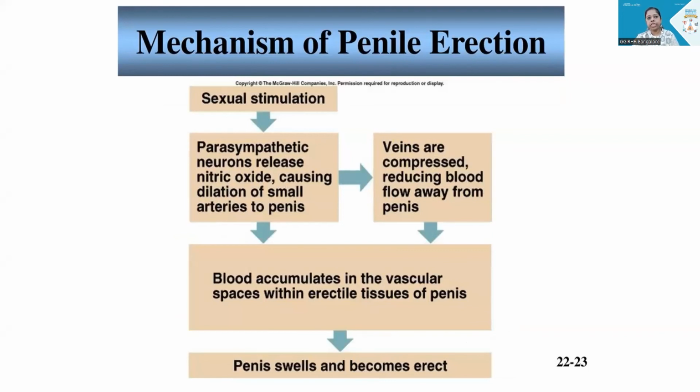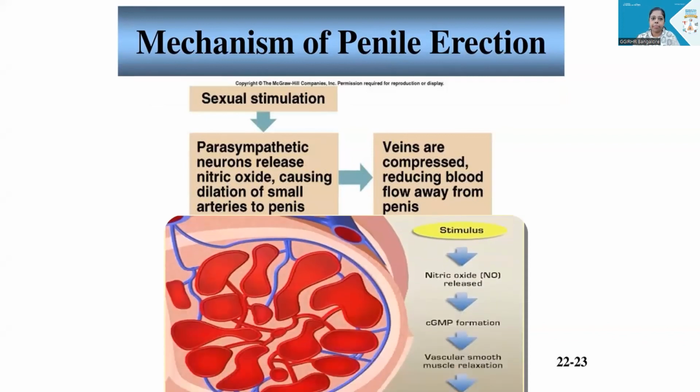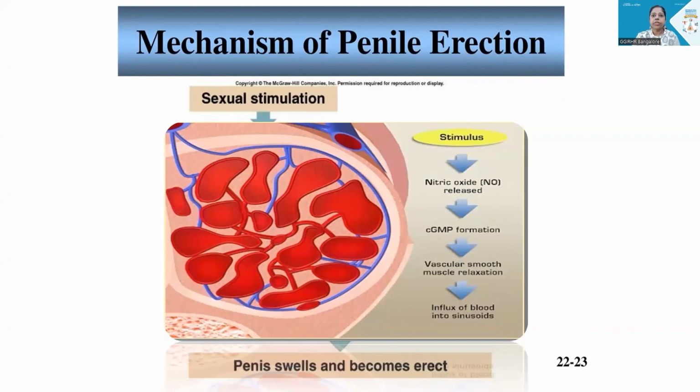What is the mechanism of penile erection? When there is sexual stimulation, the parasympathetic neurons release nitric oxide, causing dilatation of the small arterioles to the penis. This compresses the veins and reduces the blood flow away from the penis, and this blood gets accumulated in the vascular spaces within the erectile tissue of the penis, and thus the penis swells and becomes erect. This is the same picture given, wherein we can see the nitric oxide is released, cGMP formation happens, leading to vascular smooth muscle relaxation and influx of blood into the sinusoids.